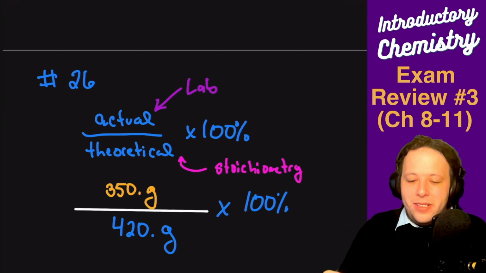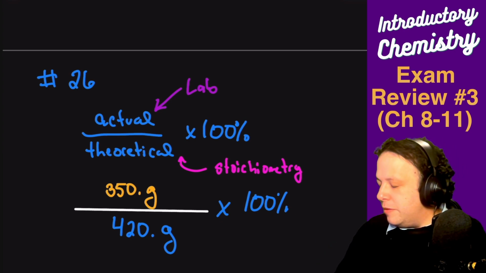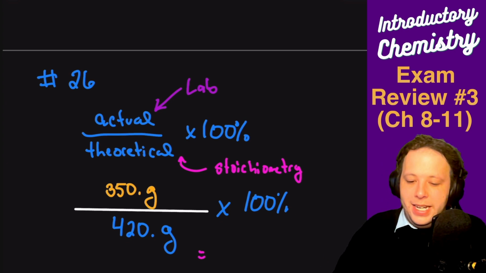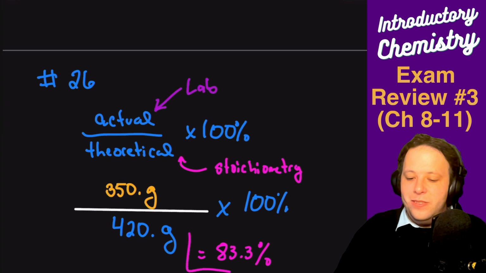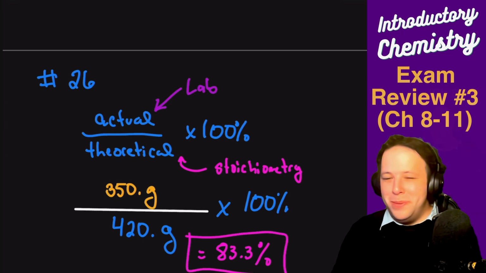So with this one, the actual yield was 350. We would divide that by 420. So 350 divided by 420 times 100, and what we would end up getting is 83.3% would be our answer. And that would be a very, very good yield to actually get for an experiment.